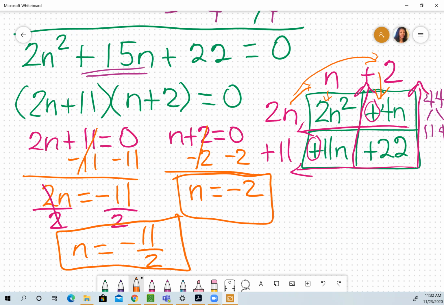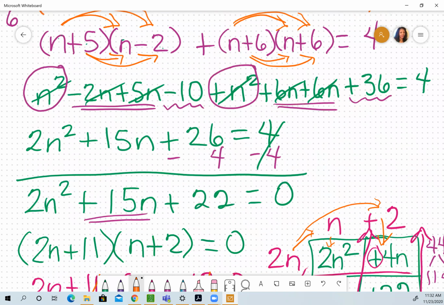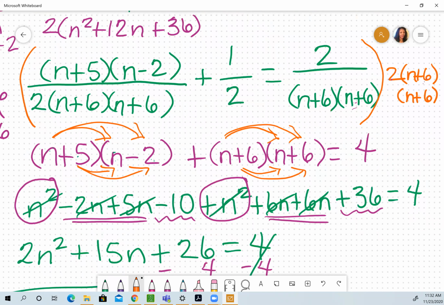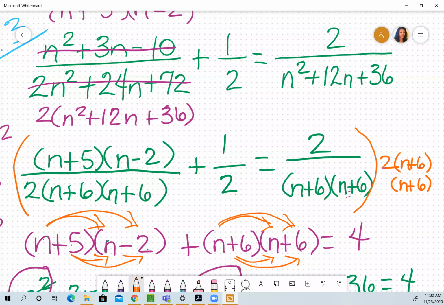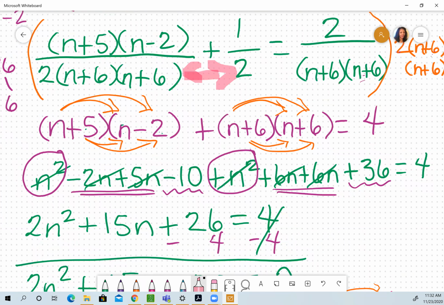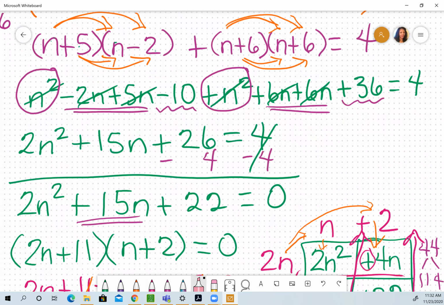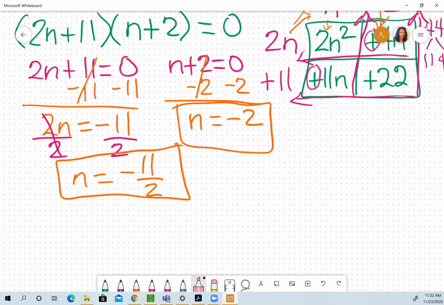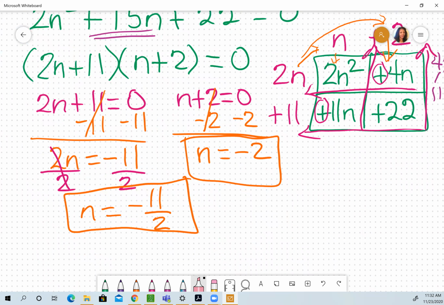I have to go back, look at my original denominator, and it's better to see it in factor form, because looking at this factor form here, you can see that n cannot be negative 6. That's the only thing that it cannot be, because n plus 6 set equal to 0 would be negative 6. So if I look at my answers again, neither of those are negative 6, so I'm fine.